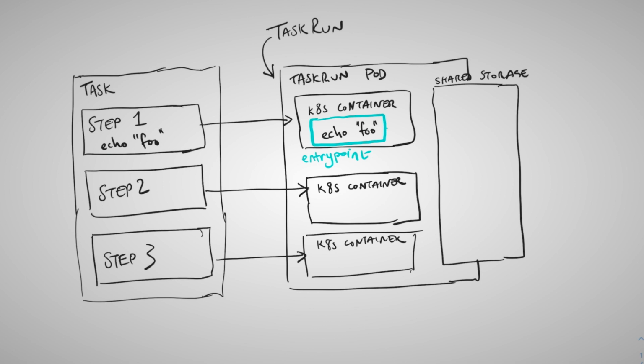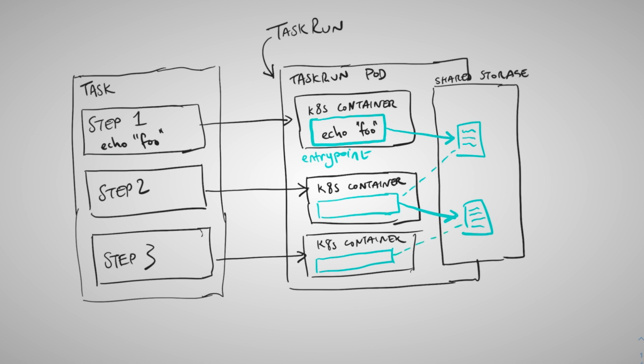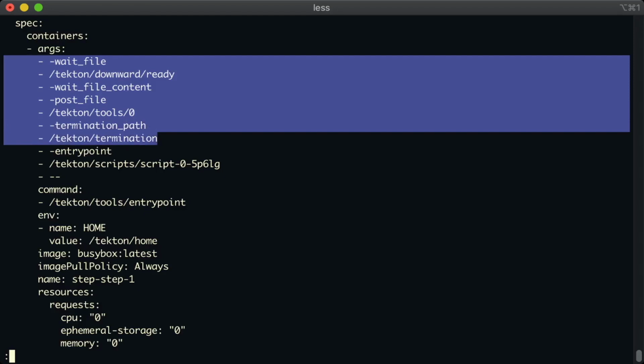The first command, echo foo, is wrapped by the entry point, and the entry point waits for the command to finish, and when it does finish, it writes a file onto the shared storage. The second step's entry point is waiting for that file, and when it sees that file, it too runs its command. Finally, when the second step's container completes, it writes a file to storage, and the third step's container, likewise watching for changes in files, sees that update from step two, and finally can run its own command. And so in this way, we've now sequenced the steps, even though all of the containers ostensibly started at the same time.